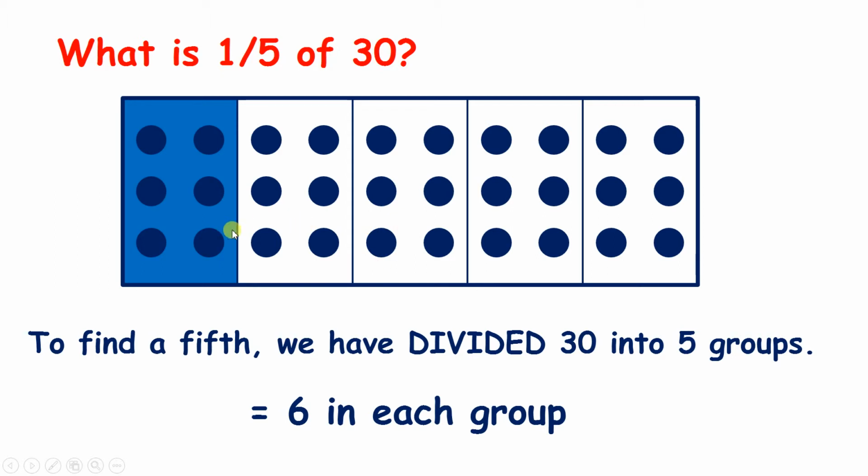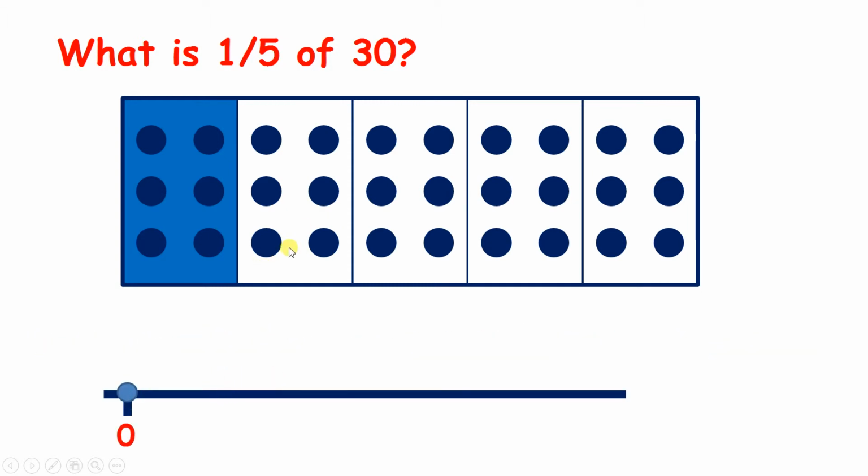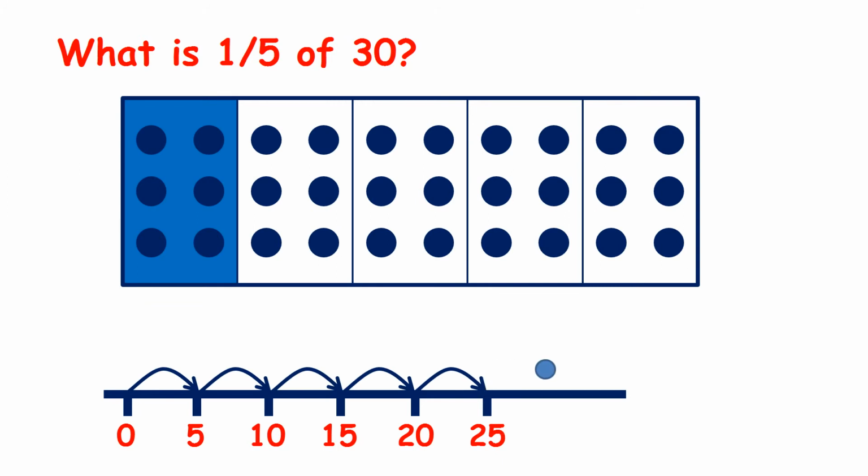So we've divided by sharing. We found a fraction of a number by sharing, but we could have used a number line and counted in steps of the denominator, 5, 10, 15, 20, 25, 30. So now we've got to the number that we want to find our fraction of, and we've made 1, 2, 3, 4, 5, 6 jumps. So we know that 1/5 of 30 is the same as 30 divided by 5, which is 6.